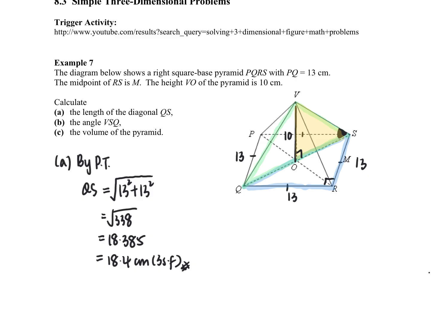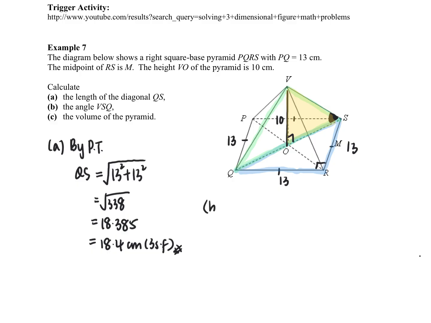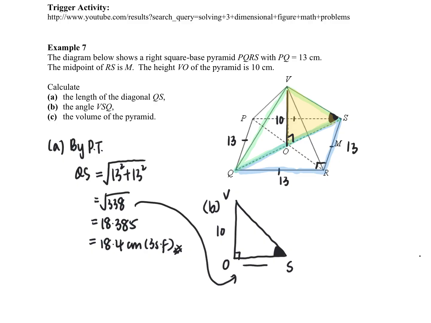Okay, so that yellow triangle will help me find that angle over there. So if I zoom into this triangle, VOS, I want to find this. I have this being 10. I can find OS by dividing this length by 2. Okay, can you see that QS is the entire length, but OS is at the midpoint. So this is the midpoint, yes.